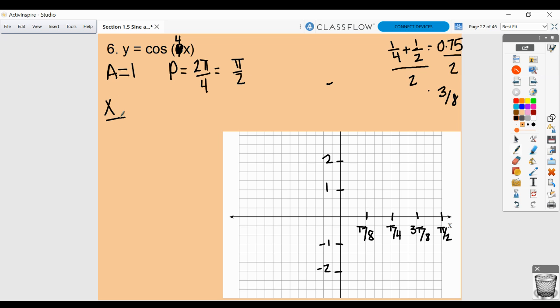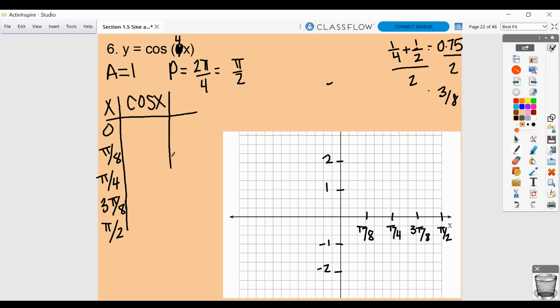Okay, so you're ready to make your t-chart. So you've got 0, pi over 8, pi over 4, 3 pi over 8, and then pi over 2. And then cosine. Same thing as sine. You have to memorize these. You probably don't remember them from before, so you might want to look up at your notes. We haven't done a cosine graph in a while. But it's 1, 0, -1, 0, 1. And these are your points you want to graph.